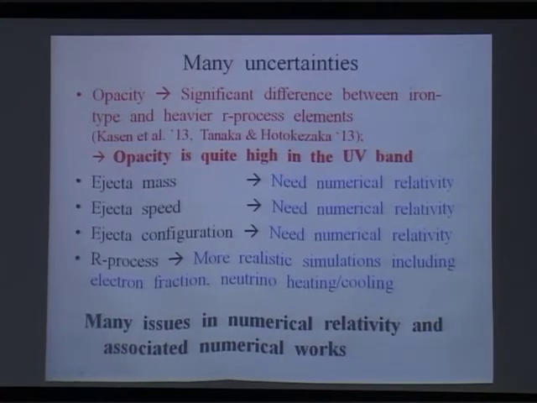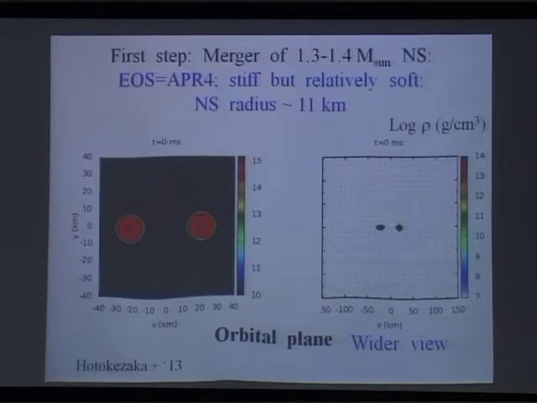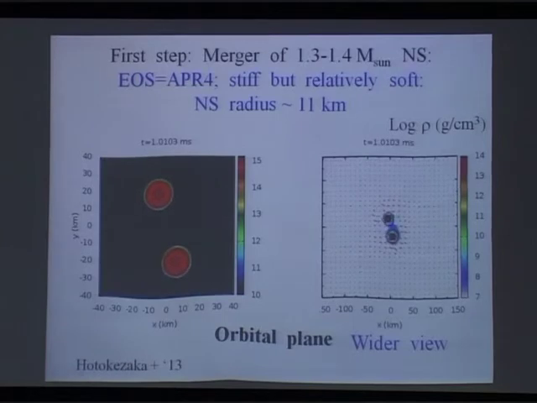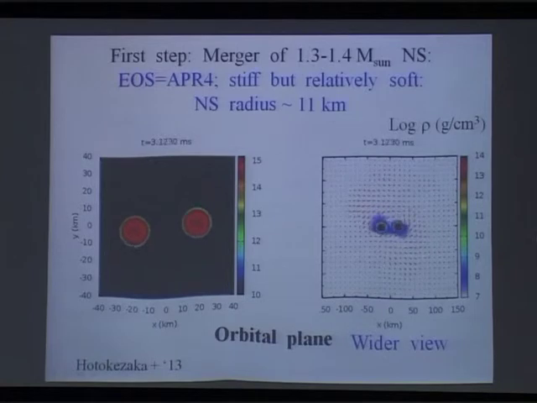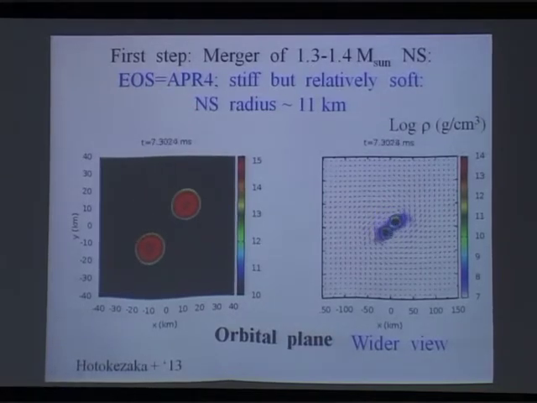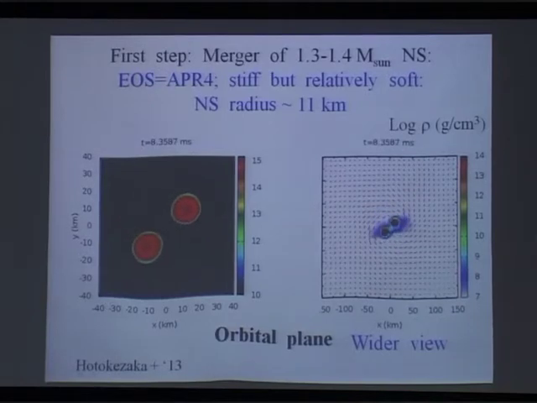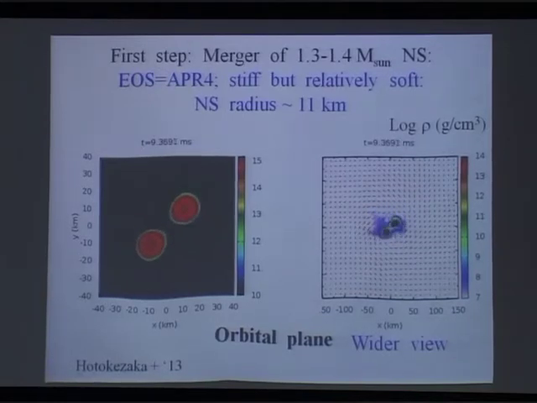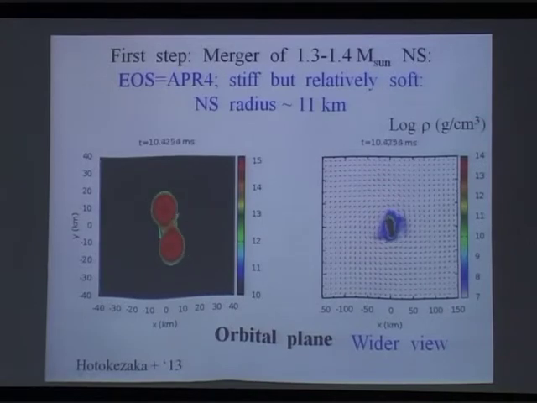So anyway, this is a new field in which numerical relativity plays a very important role. Due to this reason, we just started the study of the ejecta of binary neutron star mergers and black hole neutron star mergers. This is one example. We performed a simulation similar to that shown in a previous slide, but we follow the ejecta very carefully in this simulation.